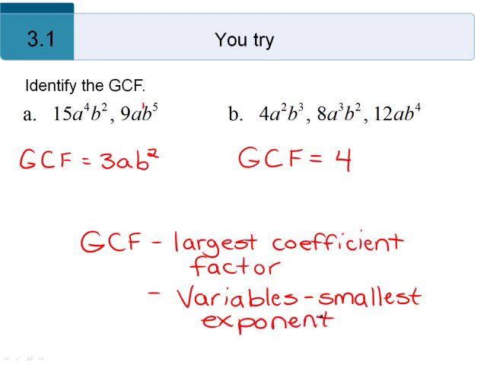All right, so let's look at the variables here. We do have an a in all the terms. We have a squared, a cubed, and a to the first in that last term. So the smallest is a. And then there's a b in every term, b cubed, b squared, and b to the fourth. So b squared is the smallest, so that comes down into your common factor. So 4ab squared is the answer there.